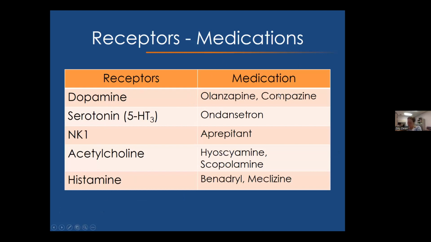So to connect this last graphic to what you actually use in clinical work, for dopamine mediated medications, olanzapine and compazine are the big ones here. The serotonin antagonist ondansetron is the one you'll come across the most, and we'll talk a little bit more about the other ones. NK1 aprepitant is really mostly going to be used by oncology in the pre-medications for the chemotherapy, but then you'll see the patients who received it and see the results. And then the acetylcholine and histamine ones are the second line, third line tools we use.